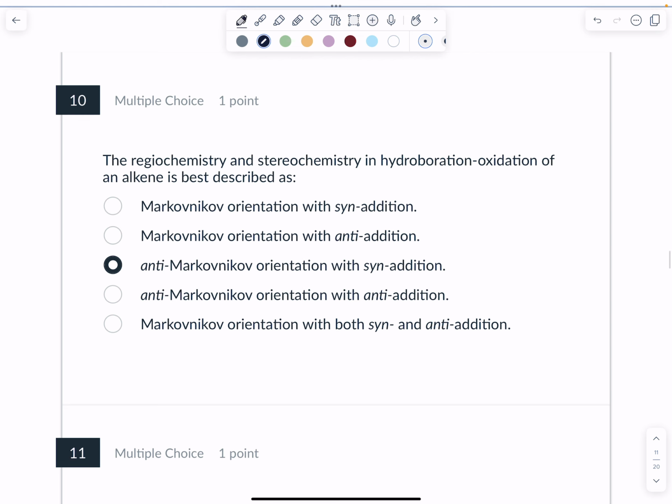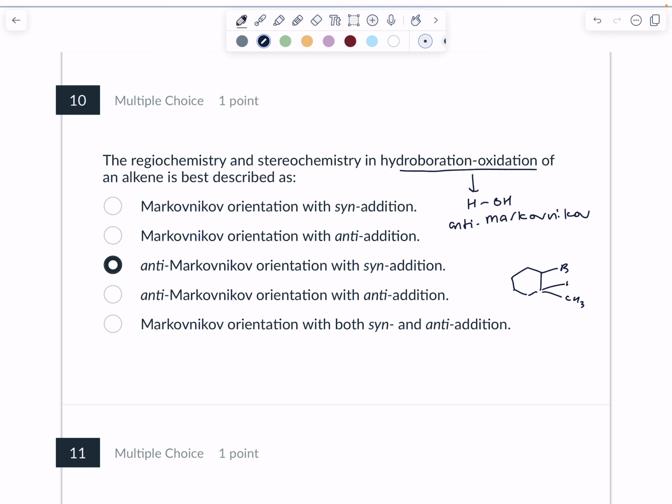The regiochemistry and stereochemistry of hydroboration oxidation of the alkene is best described as: hydroboration oxidation is adding water across a double bond. It typically goes by anti-Markovnikov. And you can think of the double bond as making a box, if you had a CH3 perhaps over here. It makes a box sort of like this. And so the boron goes to the less substituted side, and that's eventually where the alcohol ends up. So I'm looking for anti-Markovnikov, but because it makes a box, it does a syn stereochemistry.